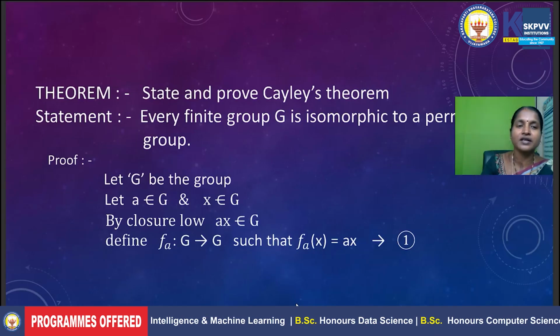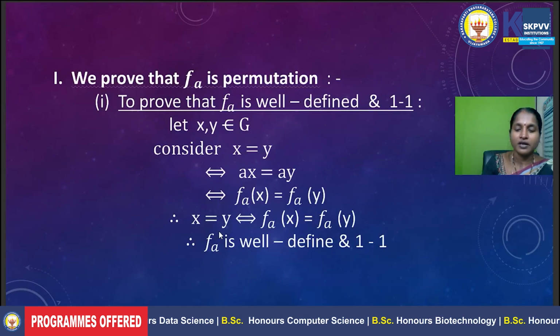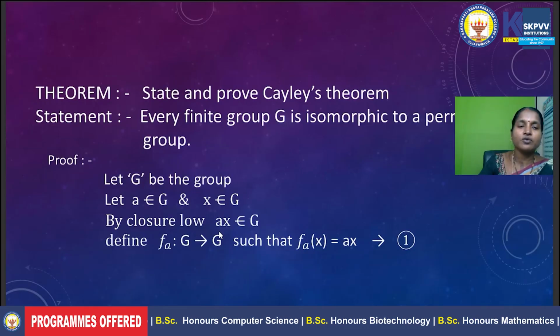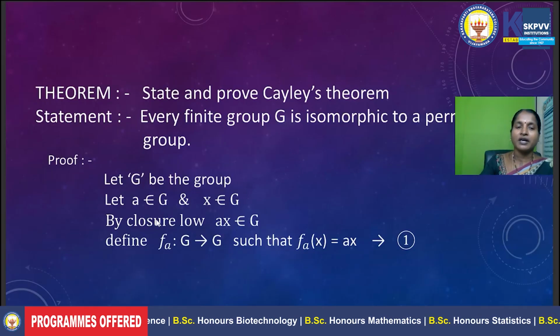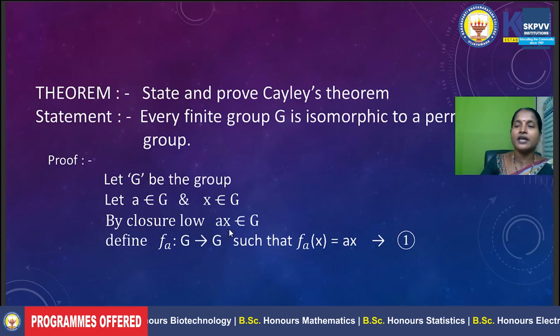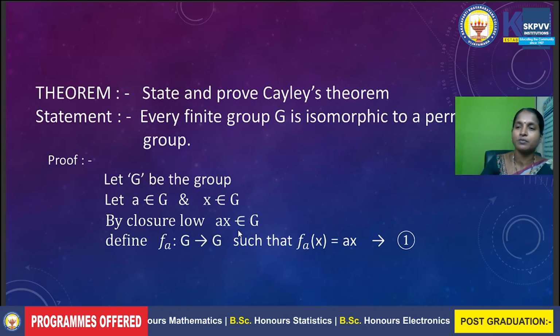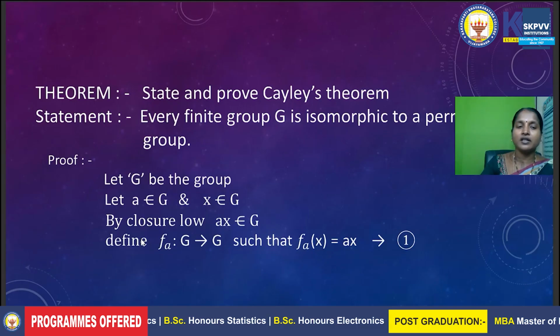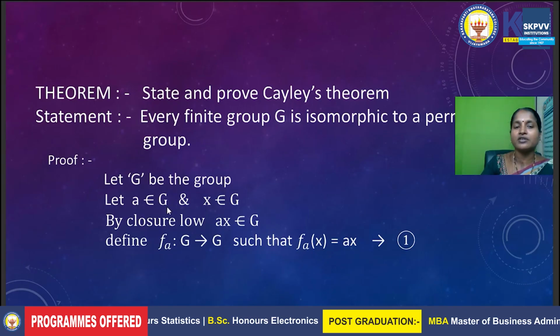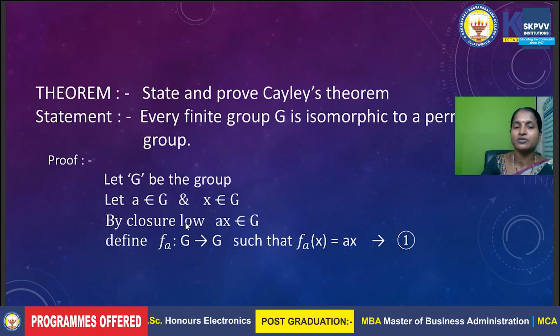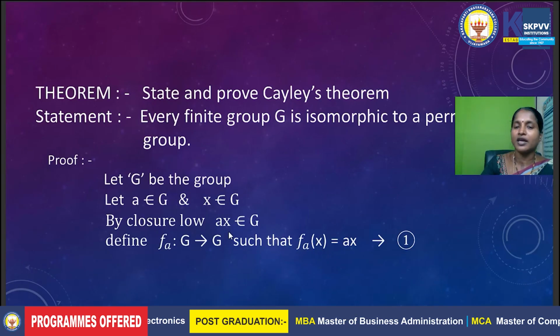First, let G be a group. In this group we consider elements, let a belong to G and x belong to G. By the closure law, ax belongs to G. Closure axiom: a, b belong to G implies ab belongs to G. So if a belongs to G and x belongs to G, then by closure law ax belongs to G.